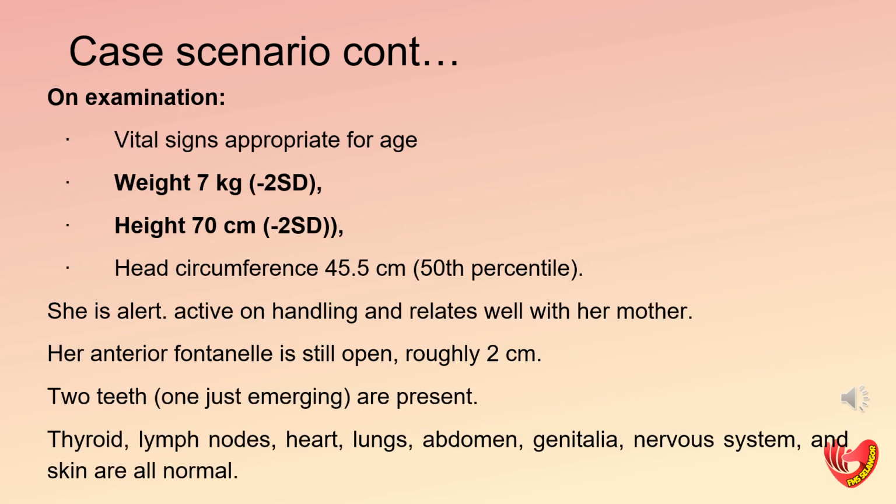Examination revealed vital signs that are appropriate for her age: weight of 7 kgs, which is -2 standard deviation, and height of 70 centimeters, which is also -2 standard deviation. Head circumference is 45.5 centimeters, which is along the 50th percentile. She is alert, active on handling, and relates well with her mother. Her anterior fontanelle is still open, roughly about 2 centimeters. There are 2 teeth seen and 1 just emerging. Thyroid, lymph node, heart, lungs, abdomen, genitalia, nervous system, and skin are all normal.